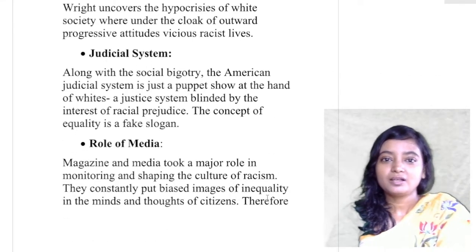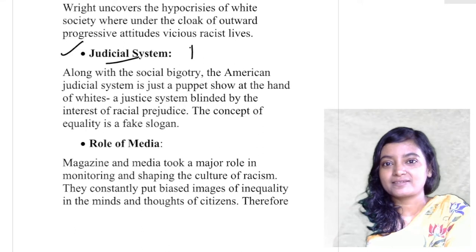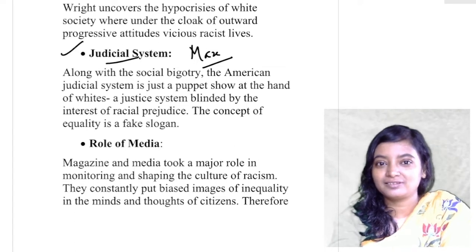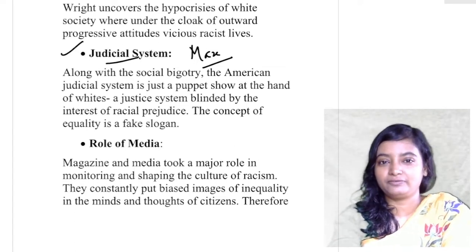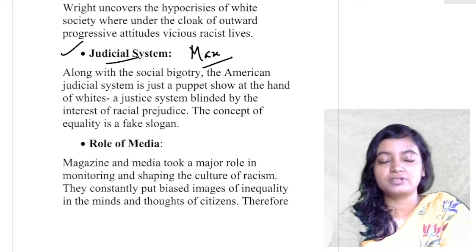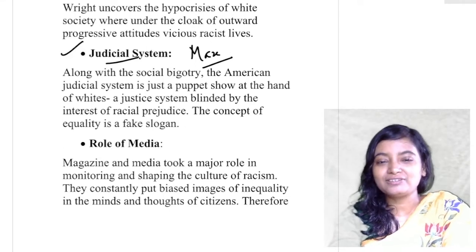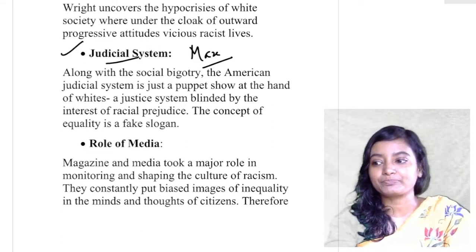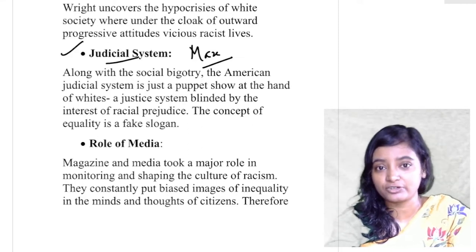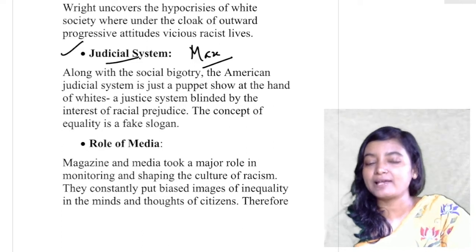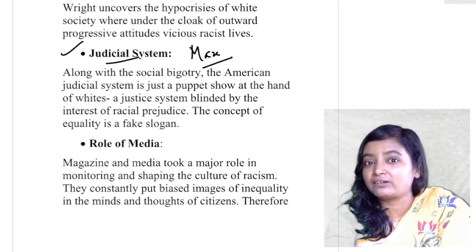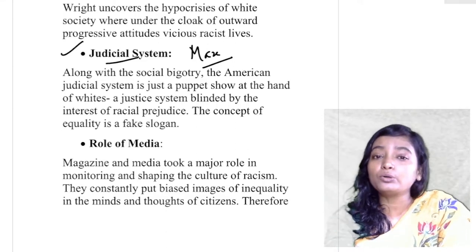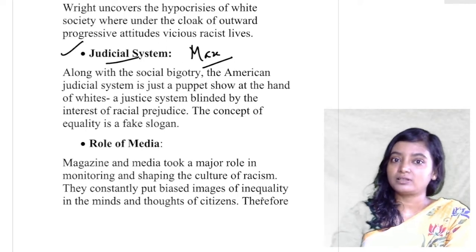Judicial system. Here there is some hope, some light, in the character Max, but ultimately Wright portrays the true thing: the jury did not believe Max's words and they finally pronounced the death sentence for Bigger by electric chair. So that judicial system is just the result of the social bigotry, the social system. The judicial system goes hand in hand with the social system. We cannot separate the two of them, and that is shown by Wright.